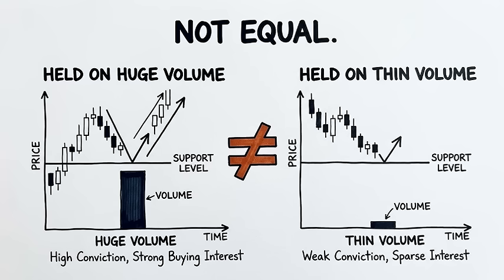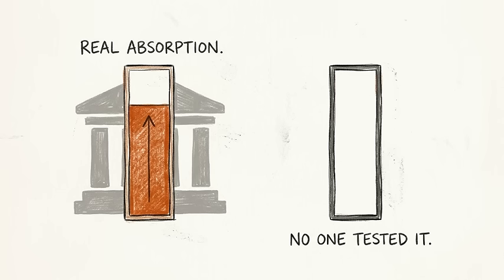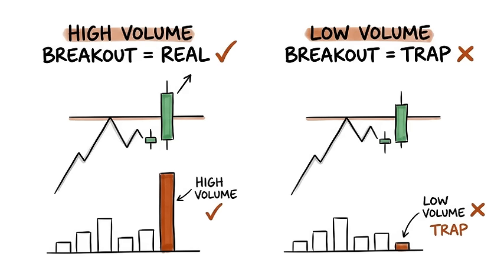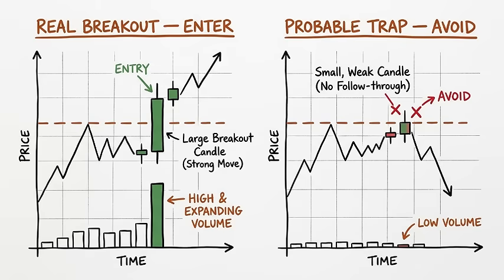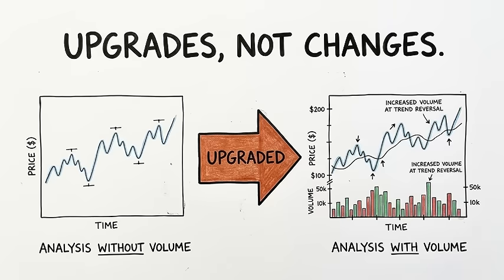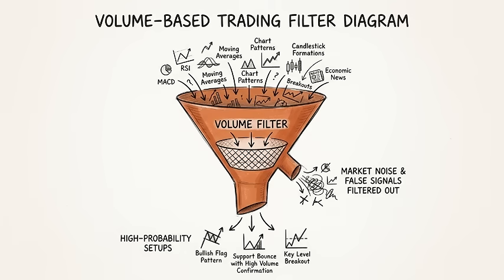Support and resistance levels are not equal when you add volume. A level that held on enormous volume is a completely different level than one that held on thin participation. The first has real absorption behind it. The second may simply have had no one to test it. Breakouts that most traders chase become much clearer with volume. A breakout on expanding volume with large candles is a real breakout. A breakout on thin volume with small candles is a probable trap. Volume does not change your analysis. It upgrades your analysis. It takes every concept you already understand and gives you the evidence layer that separates the high probability situations from the noise.